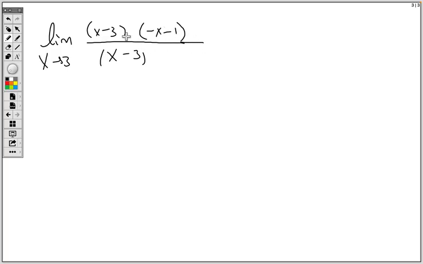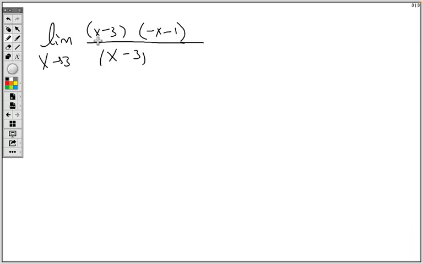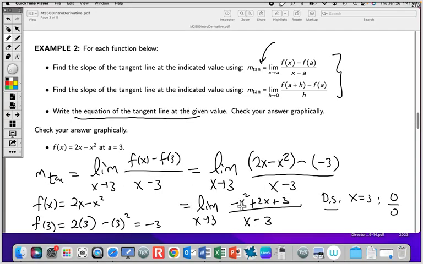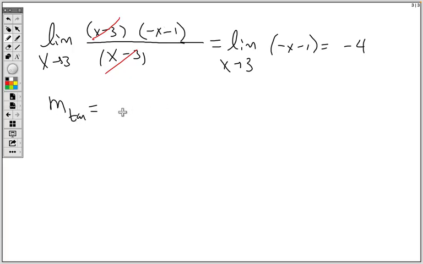And we can do a quick check. x times negative x, there's your negative x squared. We'd have a negative x plus 3x, give us the plus 2x. Minus 3 times minus 1 gives us the plus 3. Sure enough, we see here that we can completely cancel the x minus 3 factor, and we get our answer is negative 4. So using this limit process, we get the slope of the tangent line is negative 4.